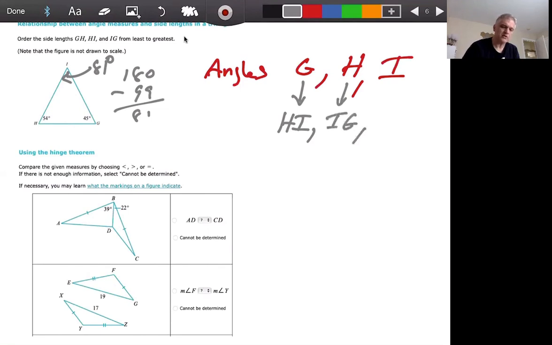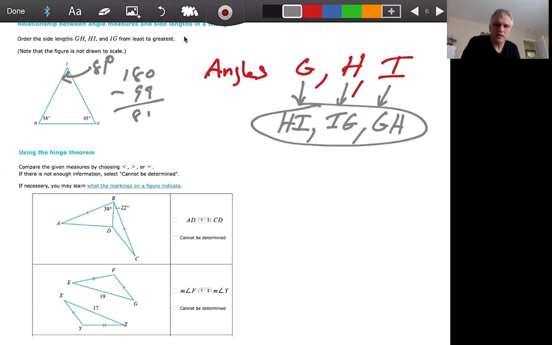And then the largest angle I is opposite segment GH. Okay, so when it says order the side lengths from least to greatest, make sure that you give them the side lengths from the lowest to the highest. Okay, that's it. We got one more. Okay, this one's kind of fun.